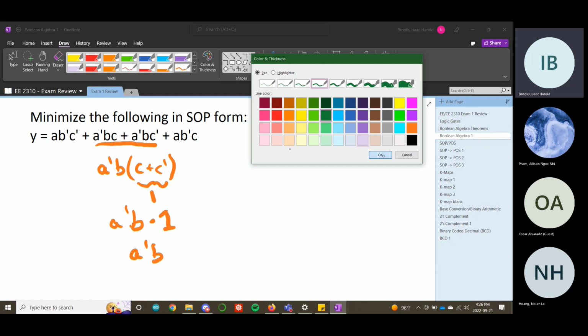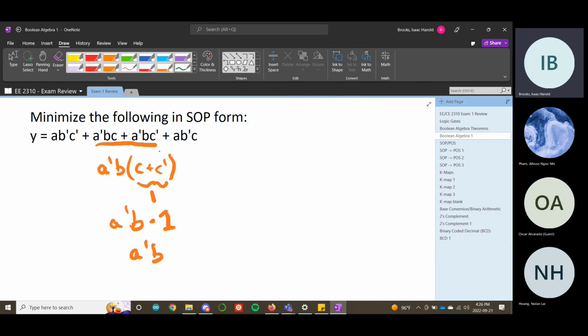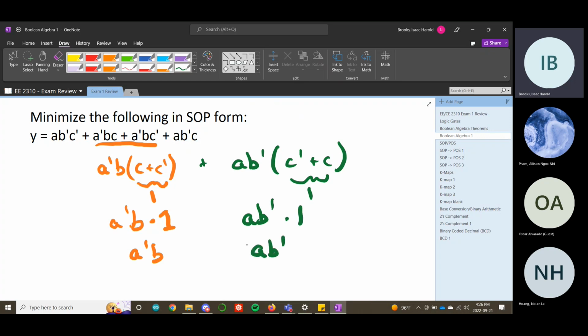The next one, these two terms both have an A B naught in common. So we could say A B naught, C naught or C. In the same way, C naught or C becomes 1. So this becomes A B naught and 1, which is just A B naught. We can OR these together, and there are no further simplifications that we can do on this. So this would be our simplest SOP form.